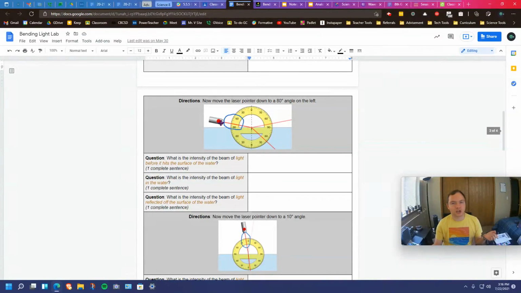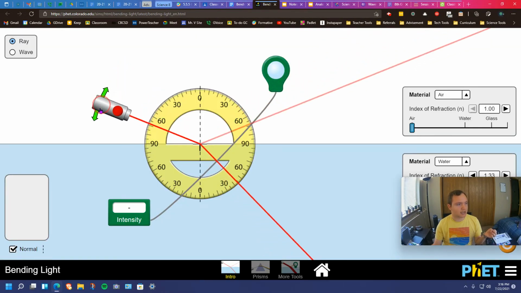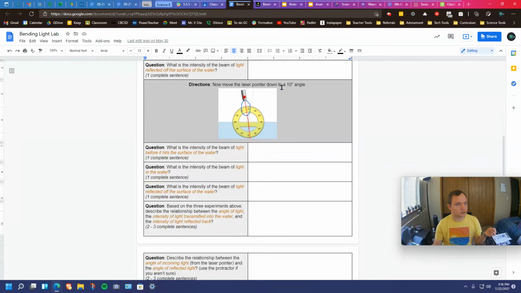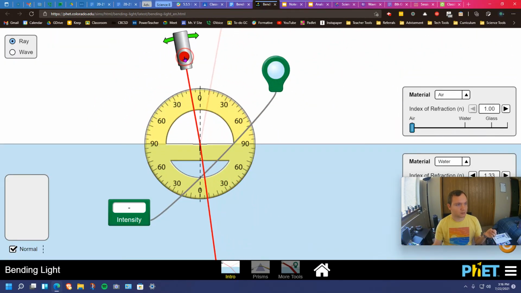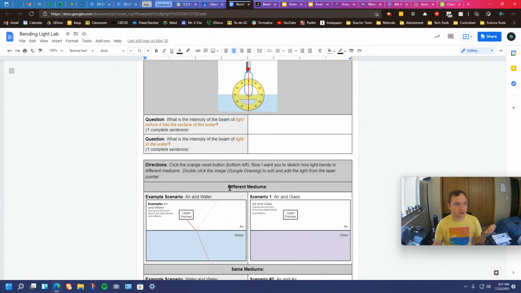Then you're going to change the angle. In this case, we're going to go down to an 80-degree angle. You drag this to the 80, which is that big tick mark above 90. You'll measure those intensities again. Then I believe you go to 10, almost directly above it. That's the first big tick mark past the 0. Measure those intensities again, and then there are some questions there. You're going to go to 0 and measure that.